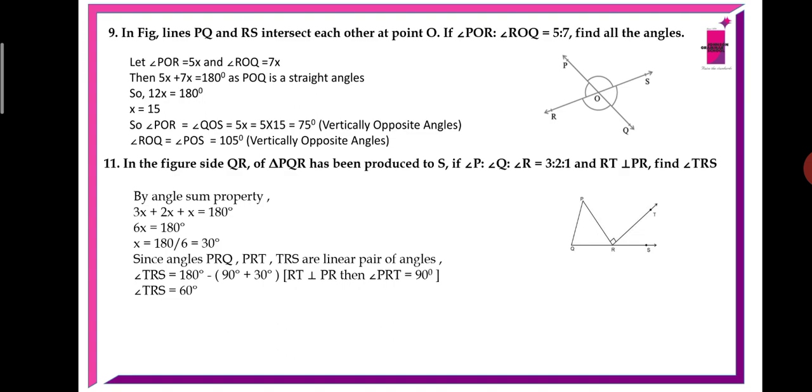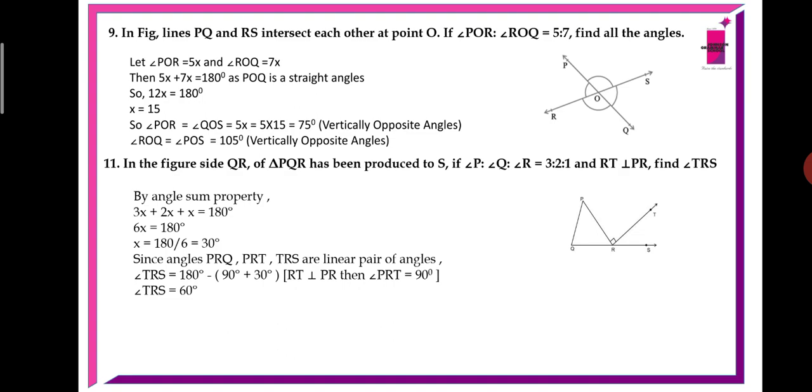Question number 11. In the figure, side QR of triangle PQR has been produced to S. If angle P to angle Q to angle R equal to 3:2:1 and RT is perpendicular to PR, find angle TRS. In this problem basically we are going to use the angle sum property to find the R value. Now 3x plus 2x plus x equal to 180 degrees because P, Q, R are the interior angles of triangle PQR. Therefore 6x equal to 180 and x equal to 30 degrees.